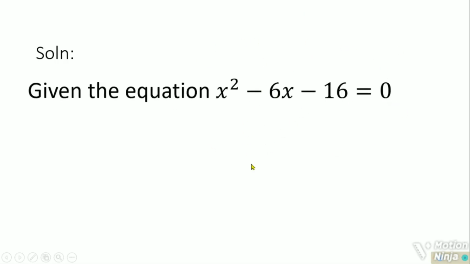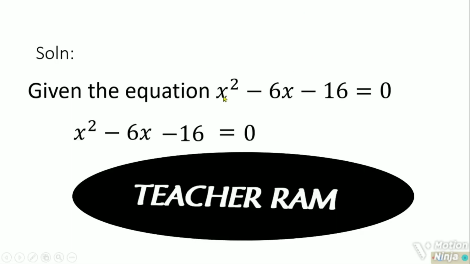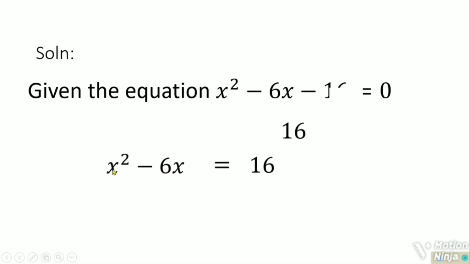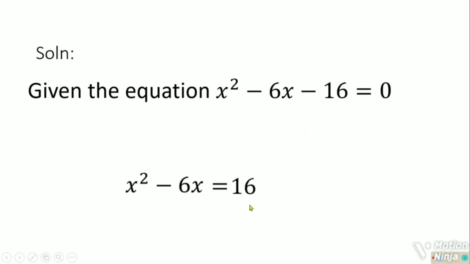An equation that is a polynomial of degree 2 is famously known as a quadratic equation. So here is our question. First of all, we have to remain with the variable on this side, so we are going to shift this negative 16 to the other side, where it will be added because it was negative here, and then this side will be positive. So the result will be x squared minus 6x is equal to 16. This is our equation with one side of variables and the other side with numbers.